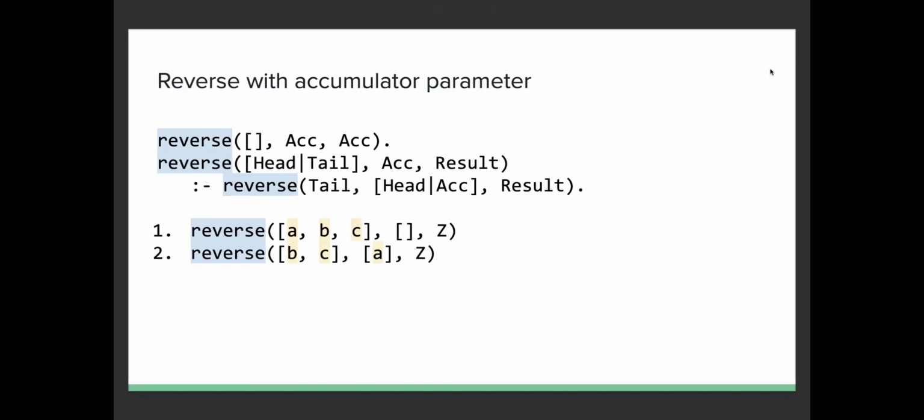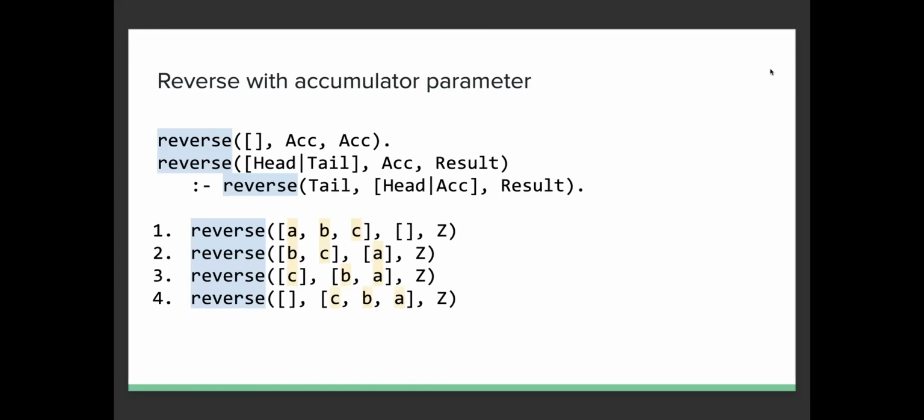Now, we go into the recursive call. Again, we have a non-empty list on the left. We take the head from it and we put it into the accumulator. Finally, we take the last bit and put it into the accumulator. And as if by magic, we have a reversed list. And that's the result, right? Okay, does that clarify your question?